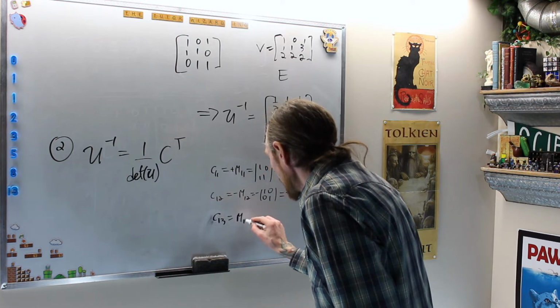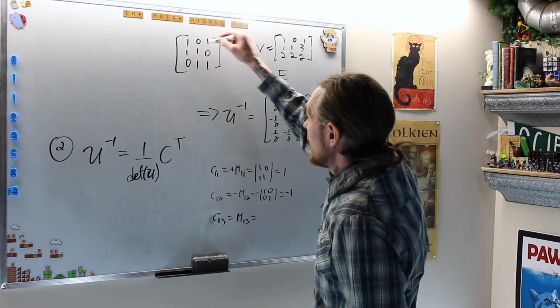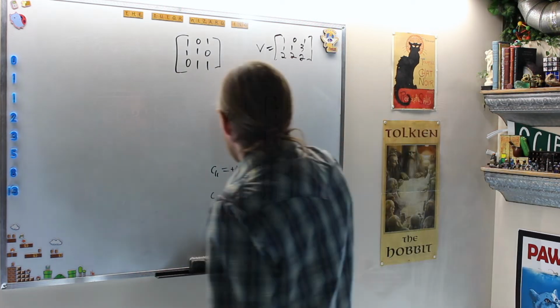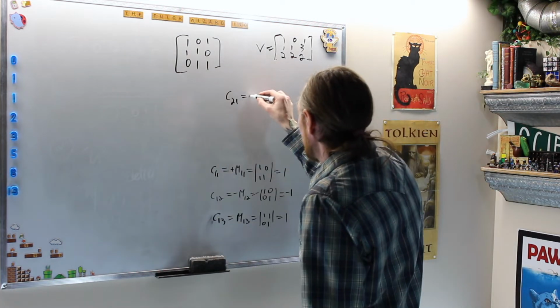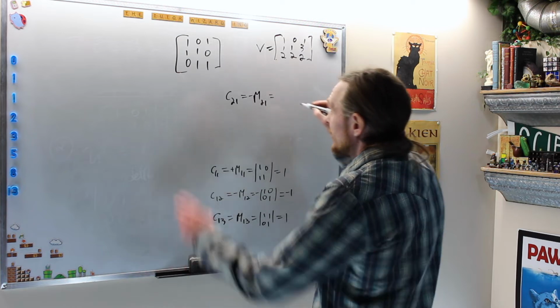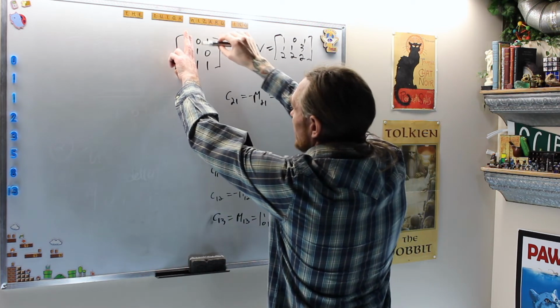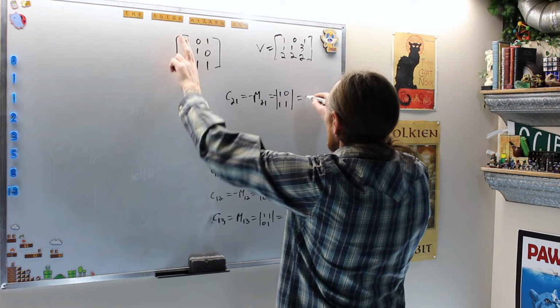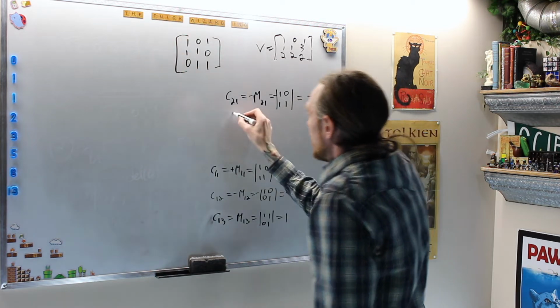C13 is equal to M13, which is equal to the determinant after blocking off, 1, 1, 0, 1, which is equal to 1. C21 is equal to negative M21, which is equal to, I block off this and this, so I get negative the determinant of 0, 1, 1, 0, which is equal to negative 1.